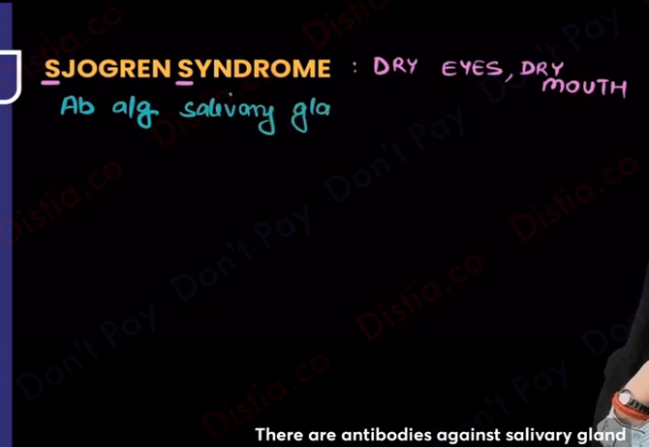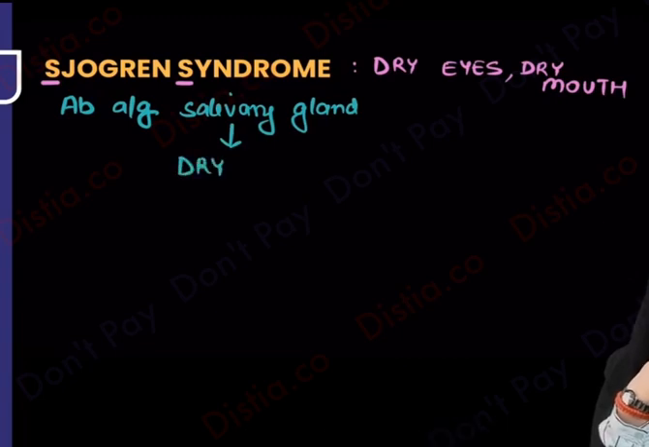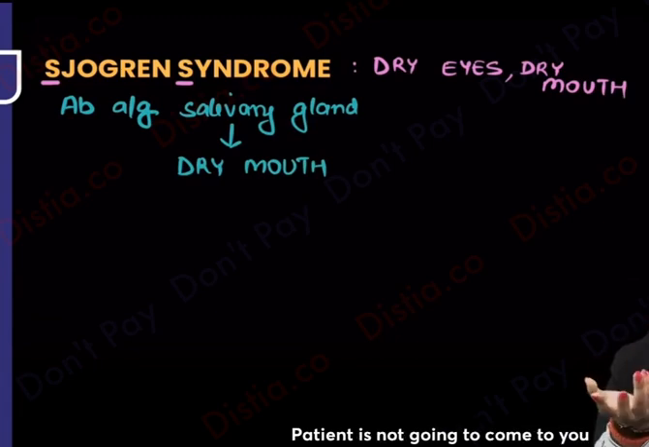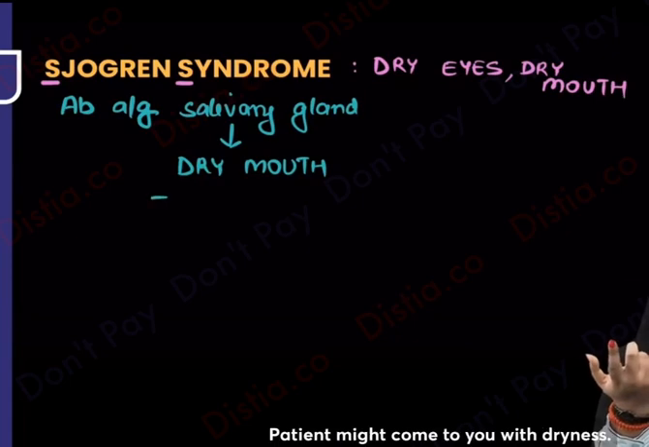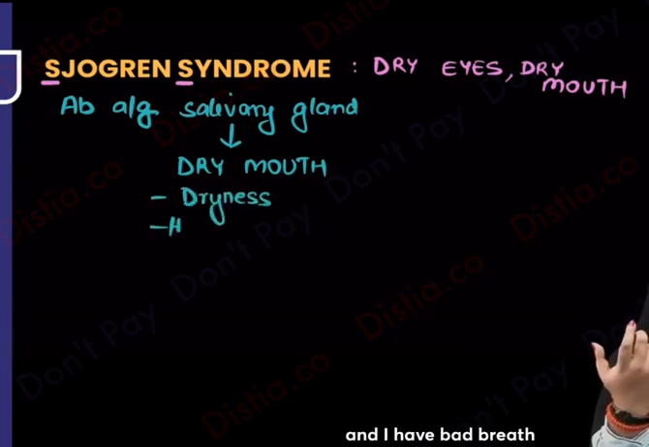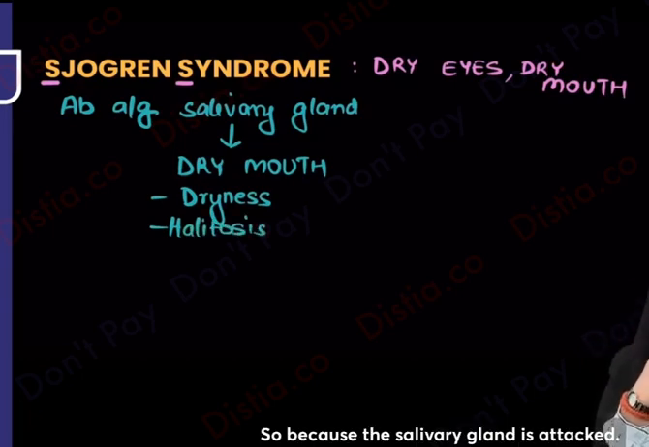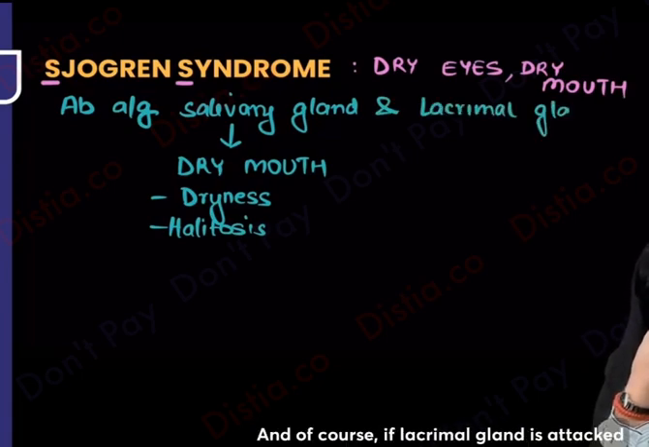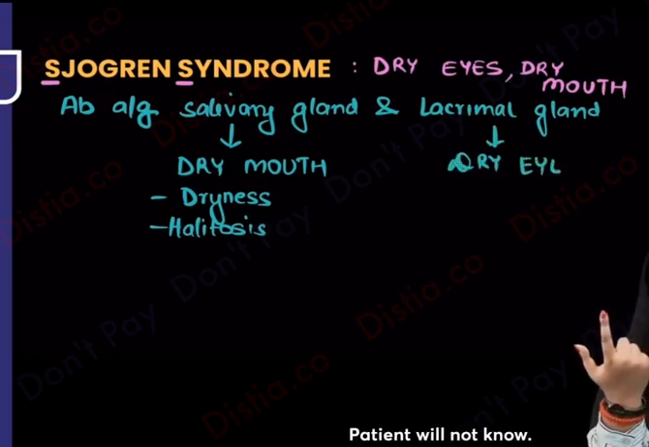If antibodies are destroying the salivary gland, means saliva will not be made. Patient is going to have a dry mouth. So the patient is not going to come to you and say he has a dry mouth. He will say that, I have a bad breath. Firstly, he will say my mouth is always dry and I have bad breath, and that is halitosis. So, because the salivary gland is attacked. The second part that is attacked is the lacrimal gland. And of course, if the lacrimal gland is attacked, then no tears will be formed. This is going to result in dry eyes. Patient will not know.